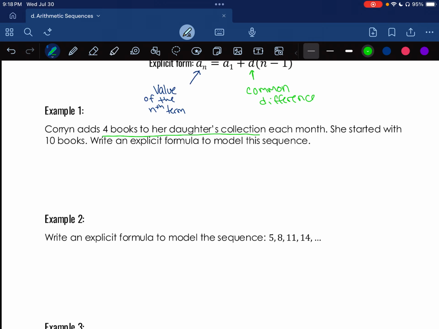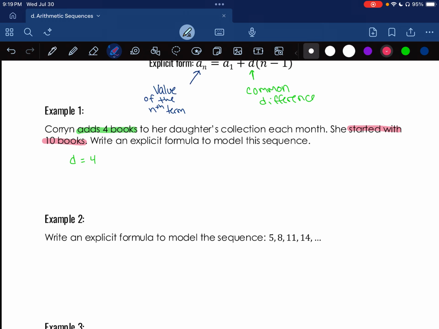And you know what? I probably shouldn't have. Come on, scribble, erase. Okay. Probably should have used highlighter, right, for that because it looks prettier. So adding 4 books, that's our common difference. And she started with 10 books. So that is going to be our starting amount, or A sub 1. So we start with 10.